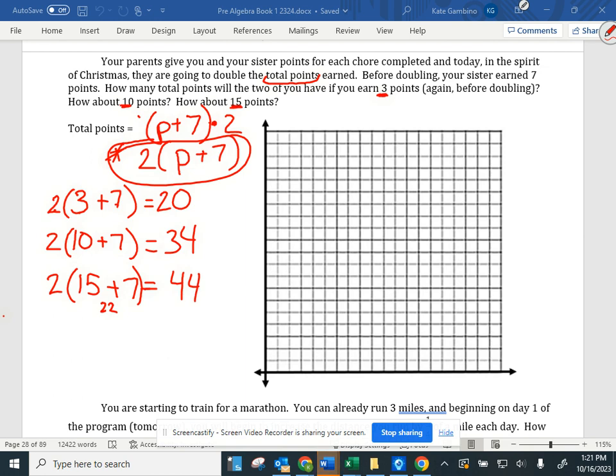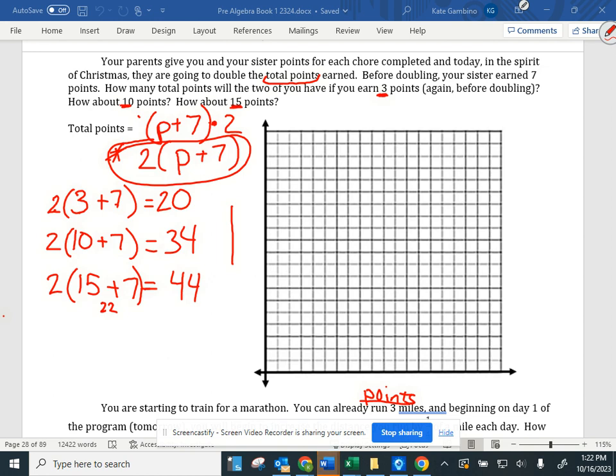What's the last thing I have to do? I am not done yet with this problem. What do I have to do, Jude? Label, I have to label. So what do you think would be appropriate labels? Damien? The points. And where am I going to put the points? Top or the side? Side or bottom? The bottom, because that's what I'm changing. I'm putting down below on the bottom what I'm changing.